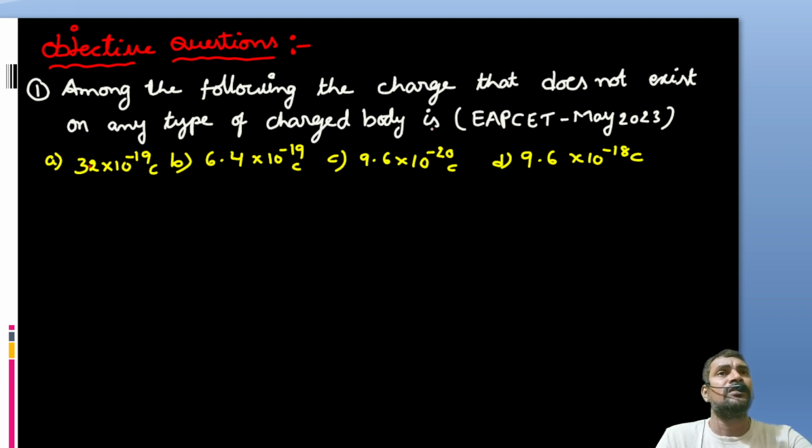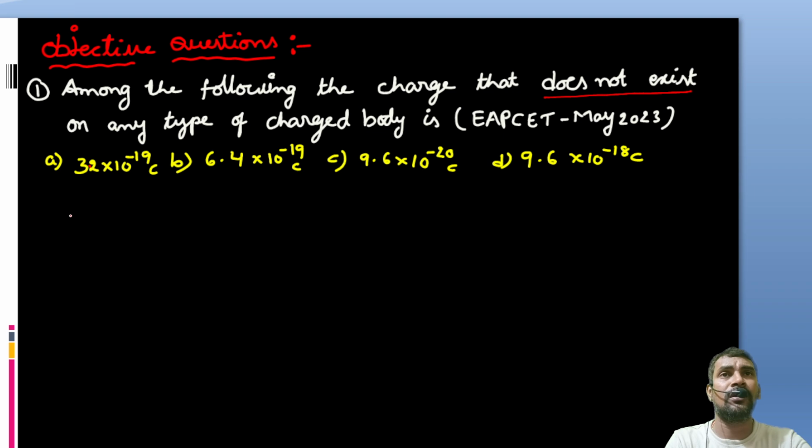Any type of charged body is... So among the following, which charge does not exist? You must underline this. So one of them is not possible. That's what he's saying. Let us see one by one.